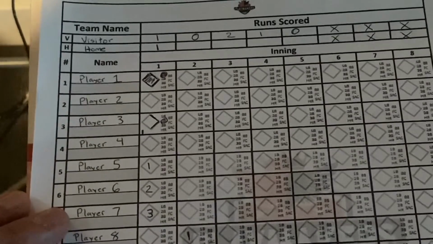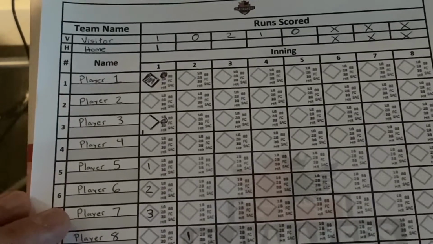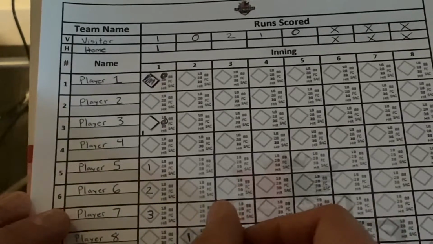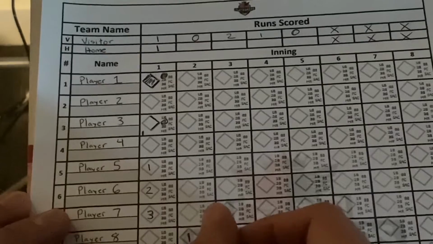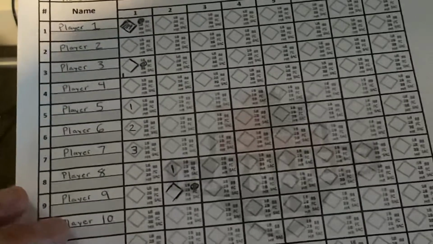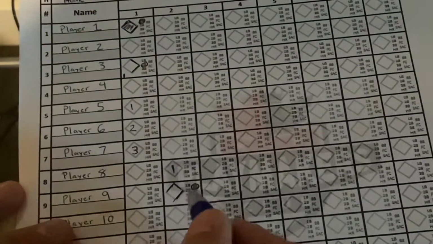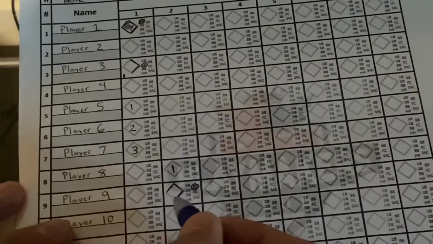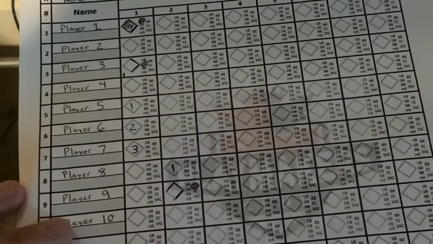Now, in this inning, if player 9 only gets to third base, they don't score, so we don't need to fill out the diamond. Again, we just need to mark that they got to third base, so it shows where they ended up. Okay? Base on balls, three-quarters of the diamond filled.